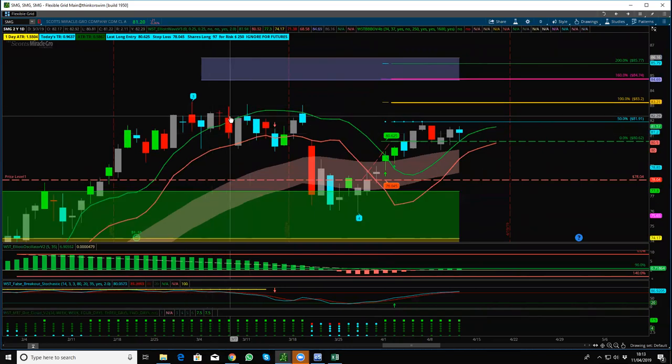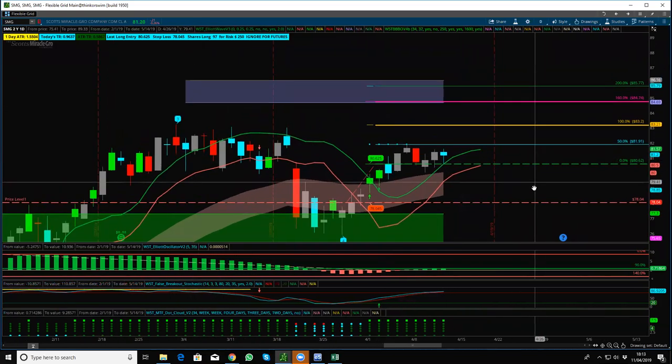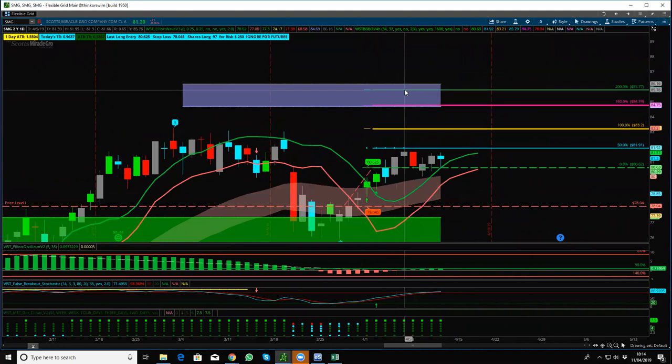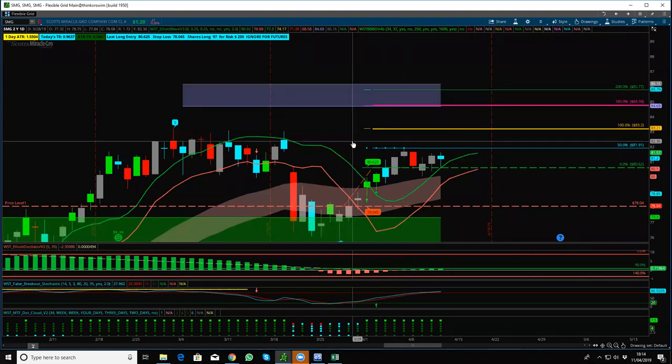This looks like a big resistance level to me, and it's struggling at the moment. But this gives us an aggressive entry strategy to get that risk reward lower. And we've got a one to two. If it hits that fifth wave target zone, this is a massive trade.